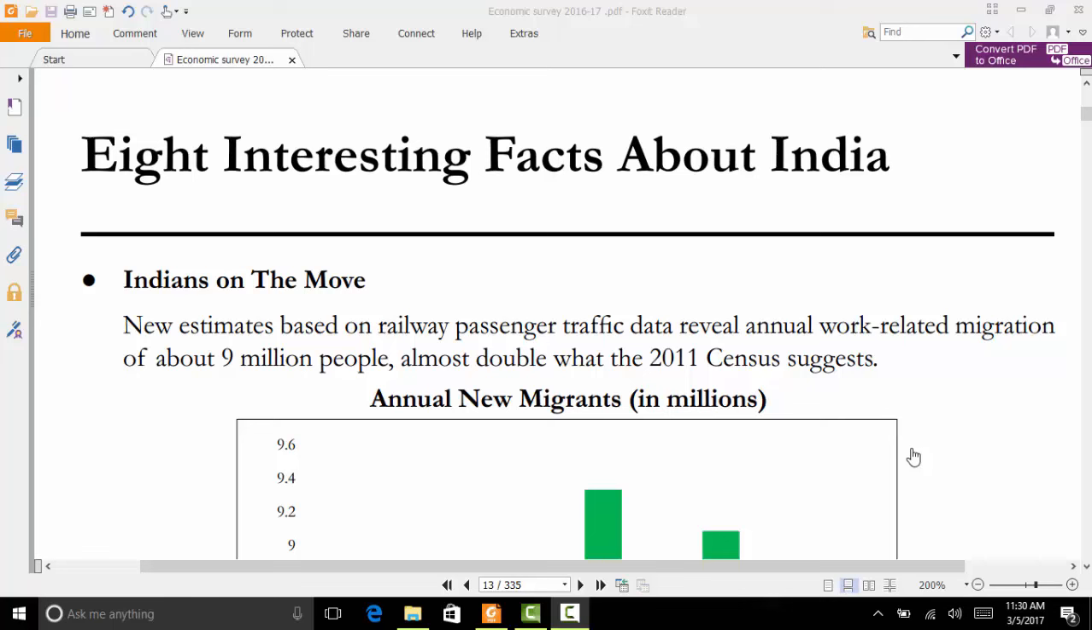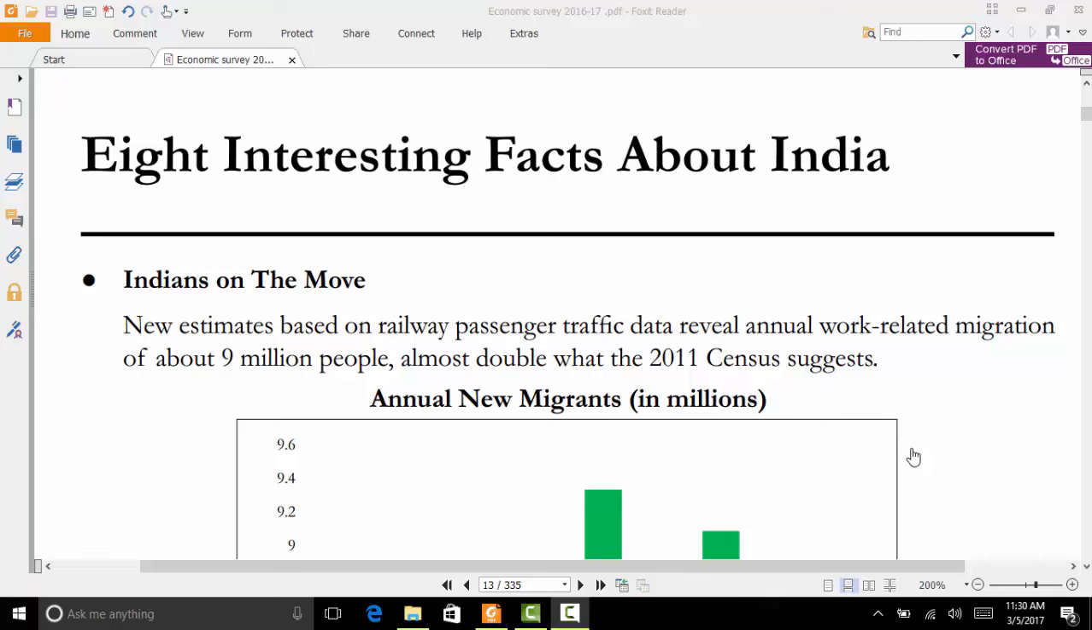You won't even require any other book to attempt the mains economy paper if you have clarity of the basic concepts and you have updated yourself on current affairs and the Economic Survey. So you can religiously do this Economic Survey.